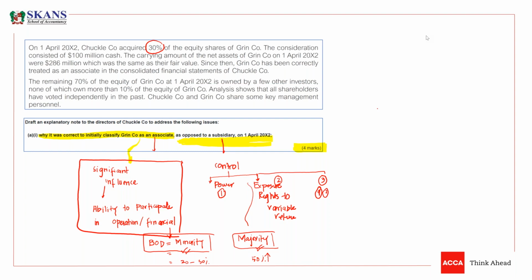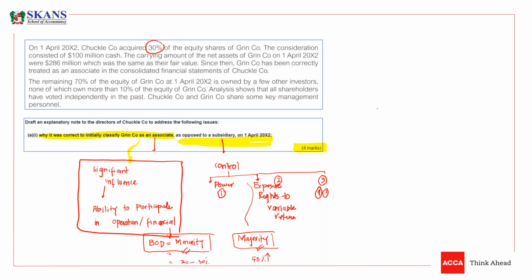Okay, guys. Now, the consideration consisted of 100 million cash. So the consideration paid is 100 million. We need this cost to calculate the investment in associate. The carrying amount of the net assets of Green Company on 1st April X2 was 286 million, which was the same as their fair value.